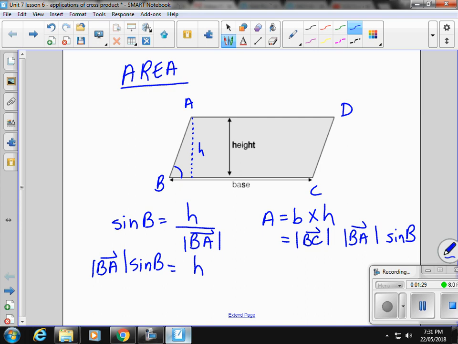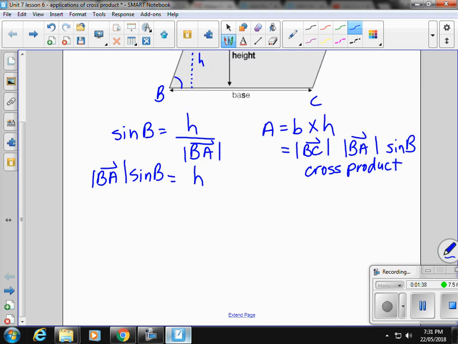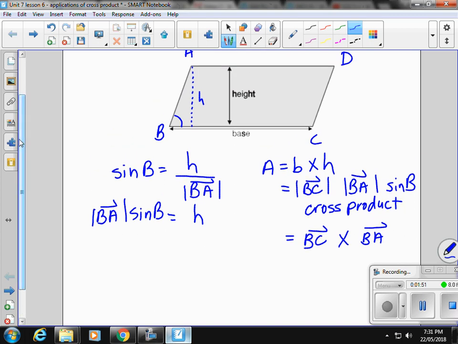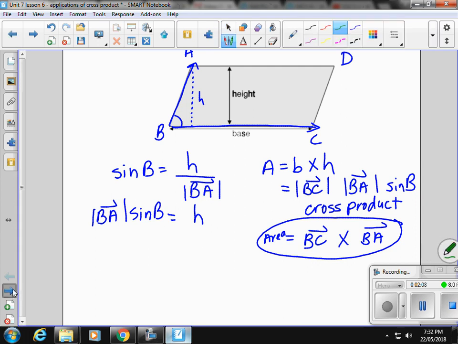That is looking strangely like the cross product. So I can write the area of this thing would be vectors BC cross product vector BA. So the parallelogram formed by vectors BC and BA, I can find the area formed between them with the cross product. That's kind of cool. So let's try one.